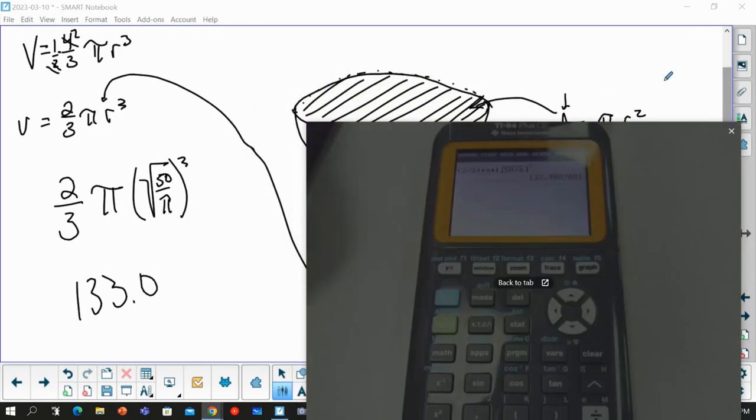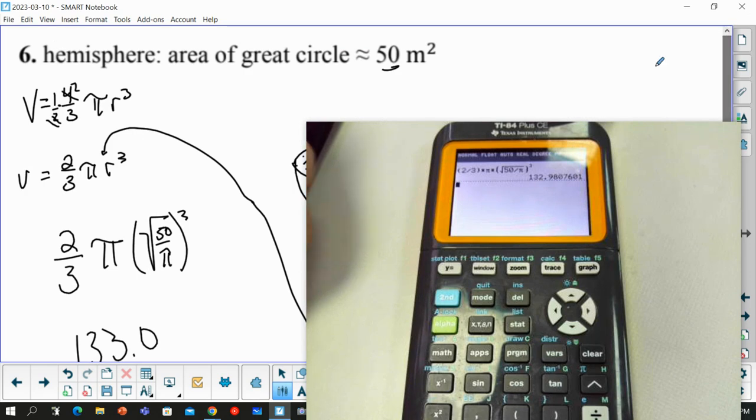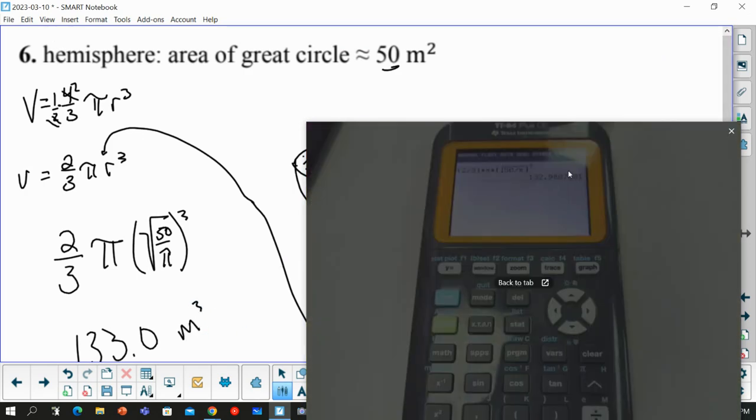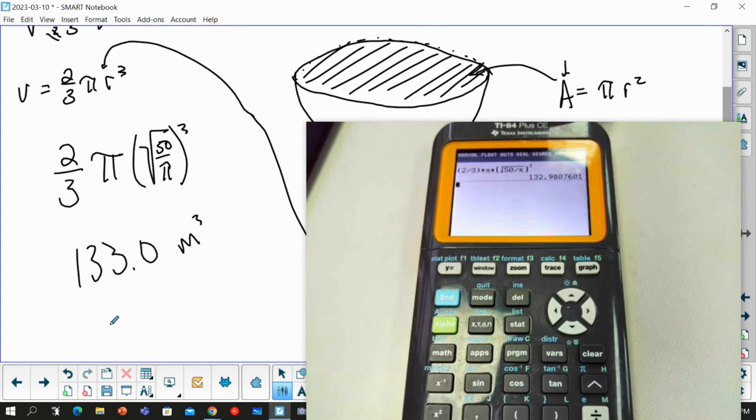And I forgot the units on this thing. What were the units? Meters. Meters cubed. And so that's the answer. Just make sure you know how to use your calculator correctly when you're doing these problems, okay?